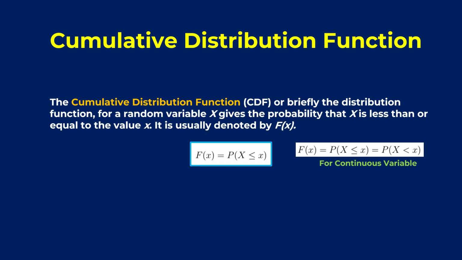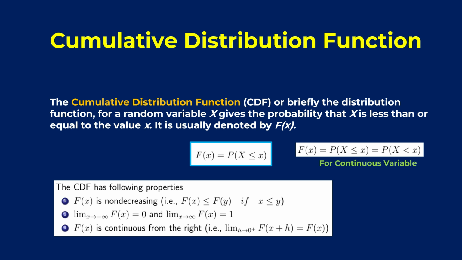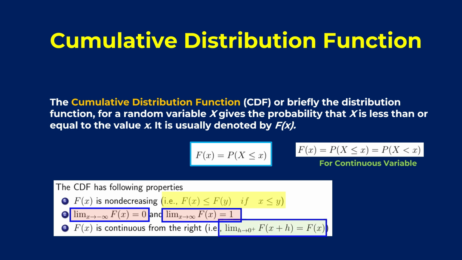The cumulative distribution function has three properties. Number one, F of x is non-decreasing. That is, for any two values x and y, if x is less than or equal to y, then F of x will be less than or equal to F of y. Number two, the limit as x goes to minus infinity of F of x is equal to 0, whereas the limit as x goes to positive infinity of F of x is equal to 1. Number three, F of x is continuous from the right.